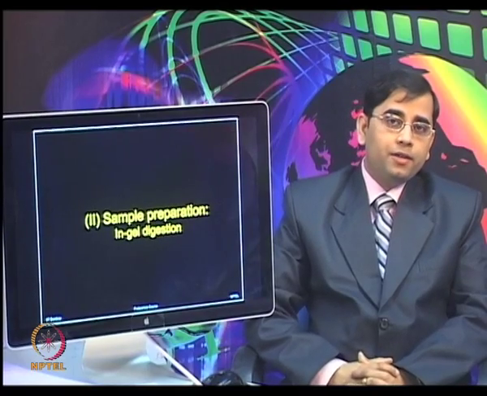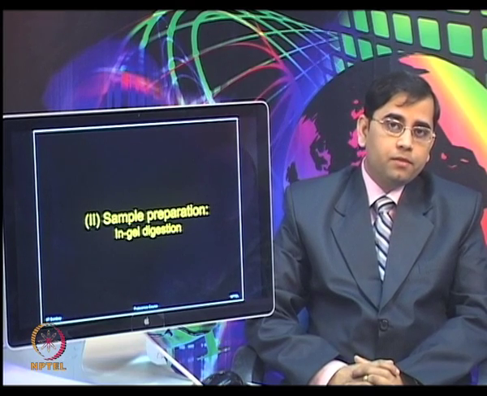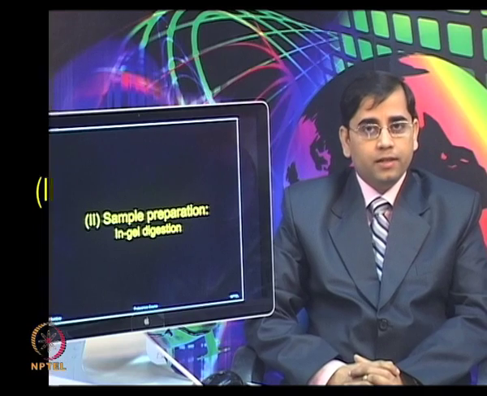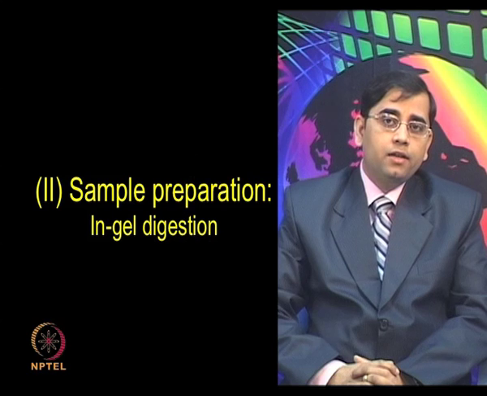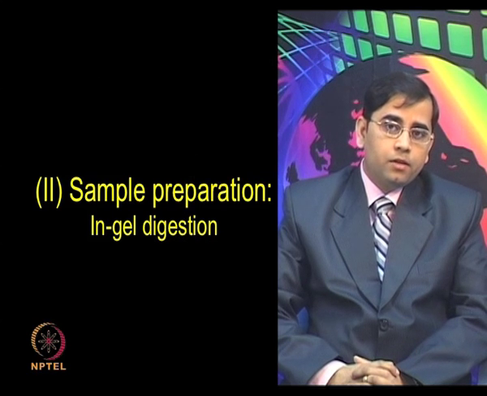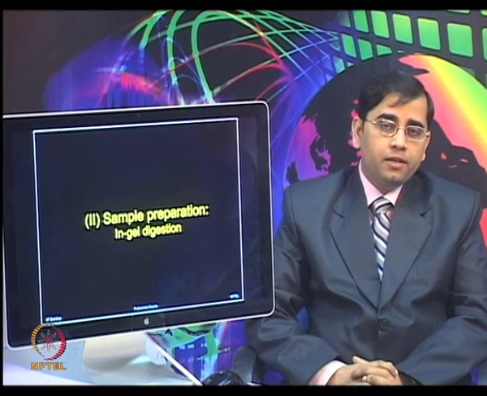After looking at the animation, now let us talk about how to prepare the sample. Let us discuss these steps in more detail. The first part will be in-gel digestion of the protein samples. The mass spectrometric identification of the target protein greatly depends on the efficacy of the in-gel digestion process that generates a mixture of peptides from the target protein through proteolytic digestion.